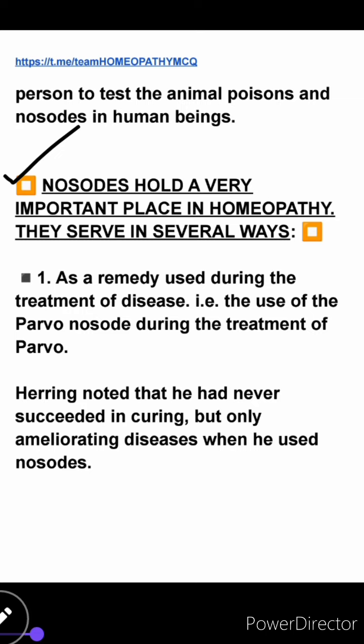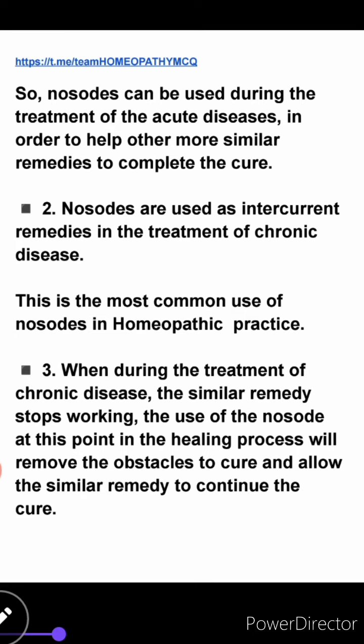Third point, when in the treatment of chronic disease the remedy stops working, the nosode at this point in the healing process removes obstacles to cure and allows the other remedy to continue. Fourth point, as an additional remedy during the treatment of disease. In this, the nosode is given on the totality of the patient's symptoms just like any other remedy. The fifth, as a homeopathic prophylactic, done by Dr. Hahnemann when he used the remedy as prophylaxis for scarlatina.